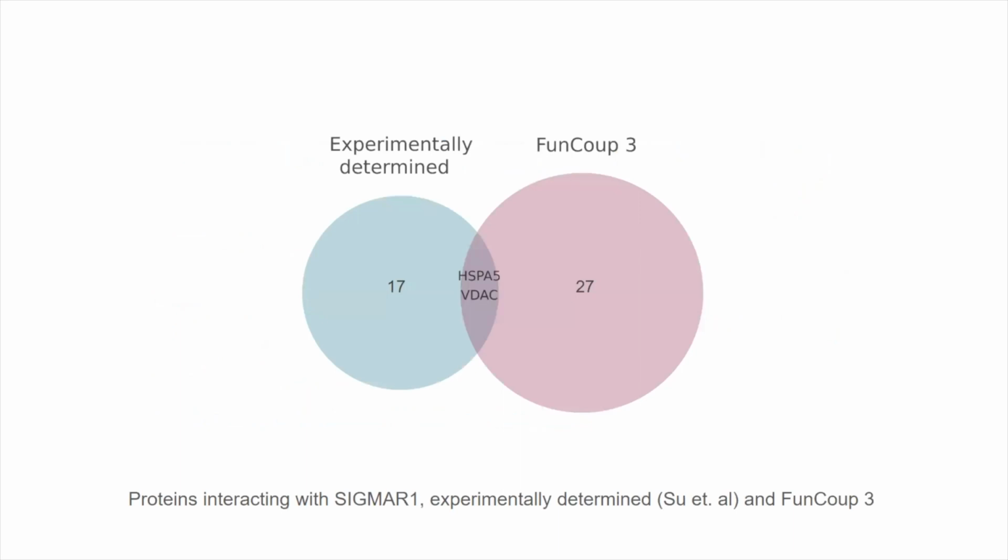So in their study, Su et al. looked at 19 experimentally verified interaction partners to the sigma-1 receptor and compared them to 29 predicted interaction partners from FunCoup 3. They found a quite low overlap between the two sets, where only two genes, HSPA5 and BDAC, overlapped. And they sort of left the analysis there and concluded that many of the high potential interactors based on the FunCoup predictions have not yet been tested in, for example, proximity assessment assays.